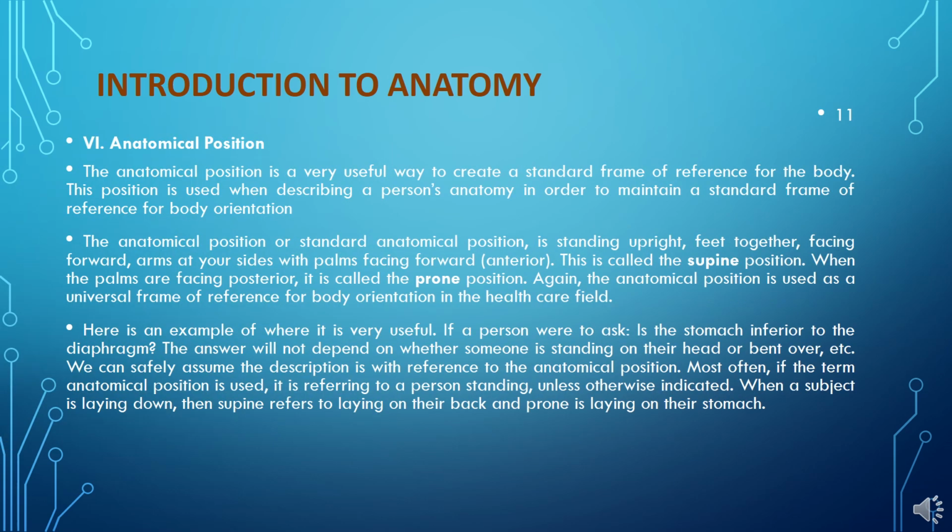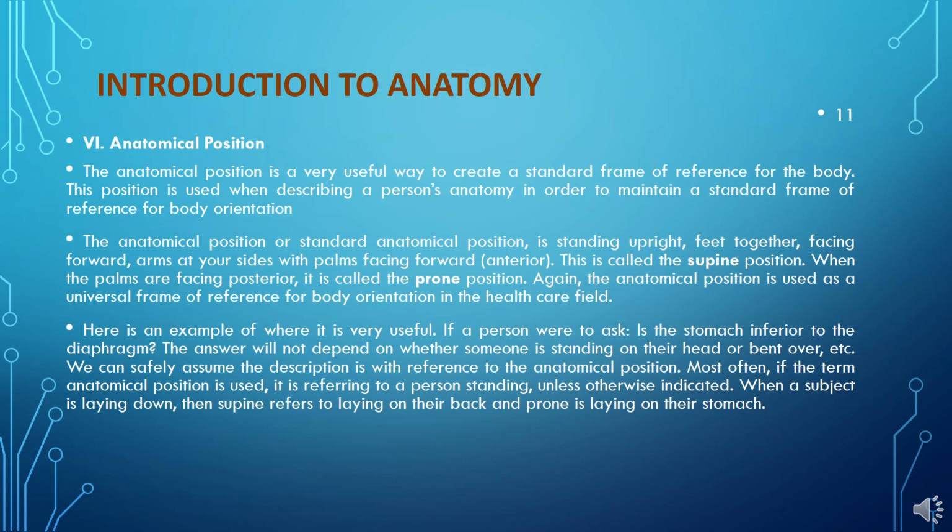VI. Anatomical position. The anatomical position is a very useful way to create a standard frame of reference for the body. This position is used when describing a person's anatomy in order to maintain a standard frame of reference for body orientation. The anatomical position, or standard anatomical position, is standing upright, feet together, facing forward, arms at your sides with palms facing forward, anterior. This is called the supine position. When the palms are facing posterior, it is called the prone position.